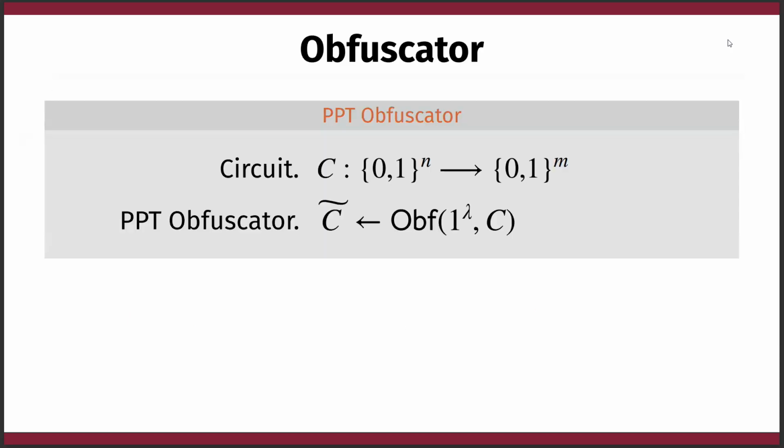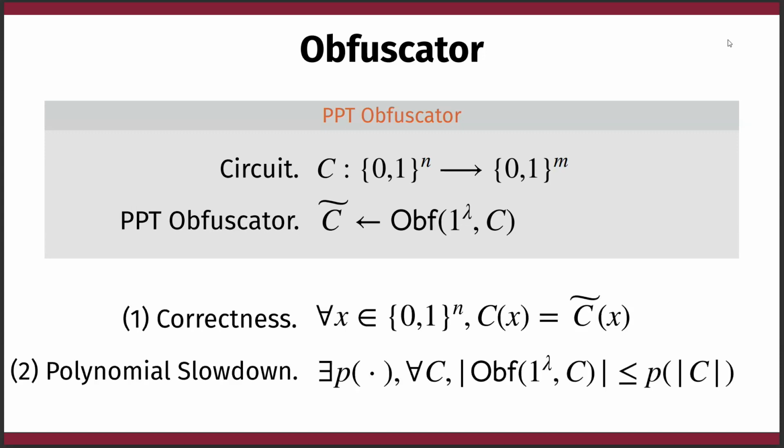So let me start with the definition of an obfuscator. We care about circuits, and an obfuscator is a program that takes as input a circuit and outputs an obfuscation. We want some basic properties. The obfuscation preserves the functionality of the original circuit. And we also want a polynomial slowdown, which says that the obfuscation is not too big compared to the original circuit and must be polynomial in the size of the original circuit.